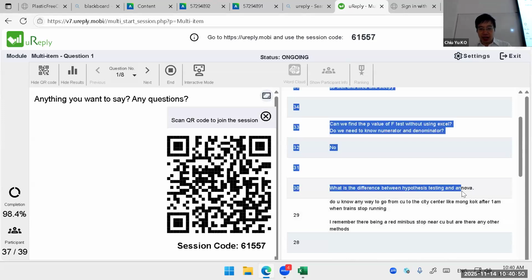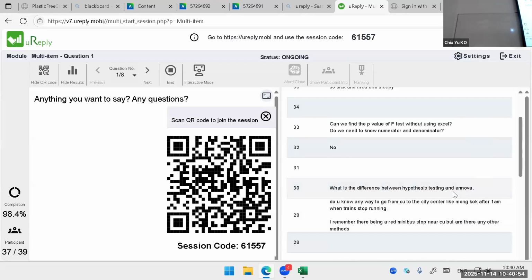What is the difference between hypothesis testing and ANOVA? Okay, hypothesis testing, remember what I said, is you have a claim on the population. You want to look at data to see whether it's true or not. ANOVA is a special case of hypothesis testing, right? Remember at the beginning we said ANOVA is a generalized two sample t-test. Two sample t-test compares the mean of the two groups, right?